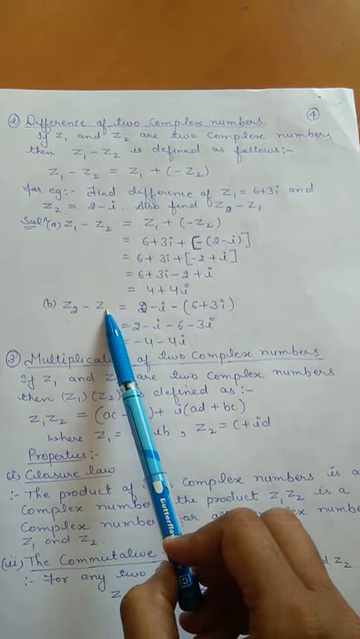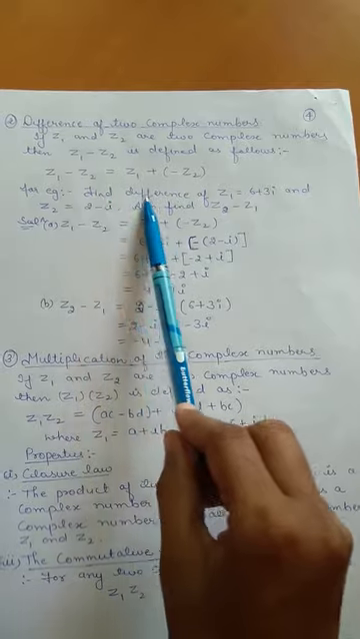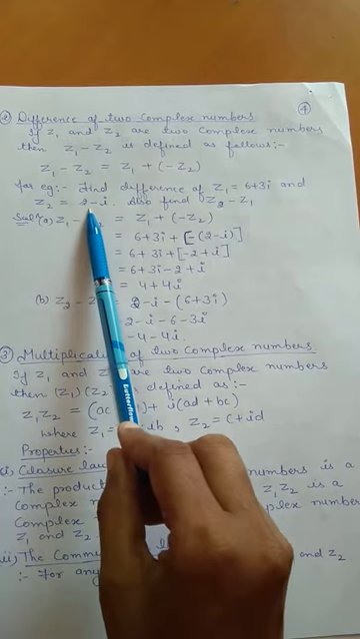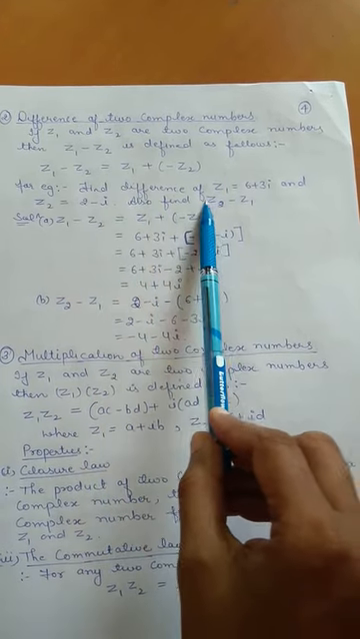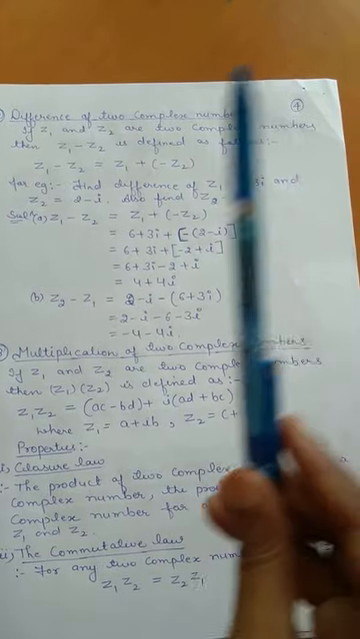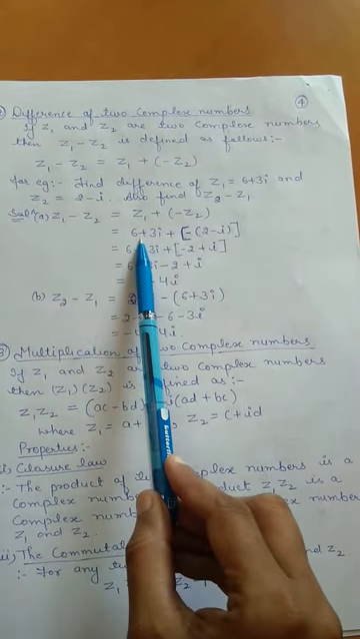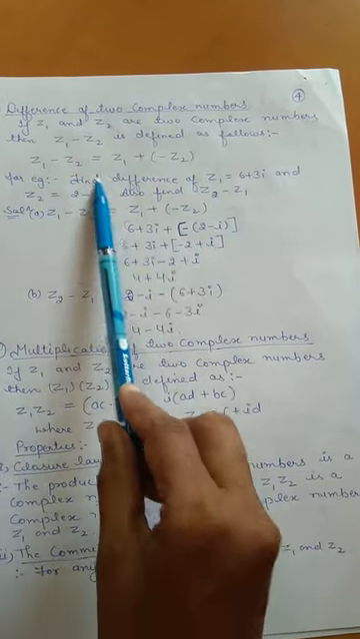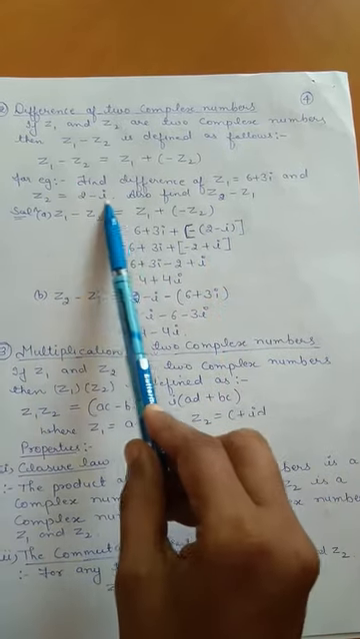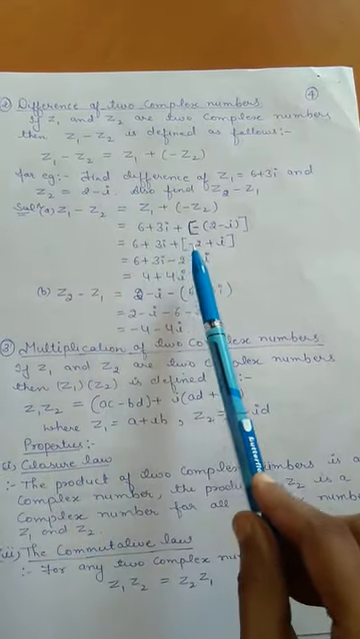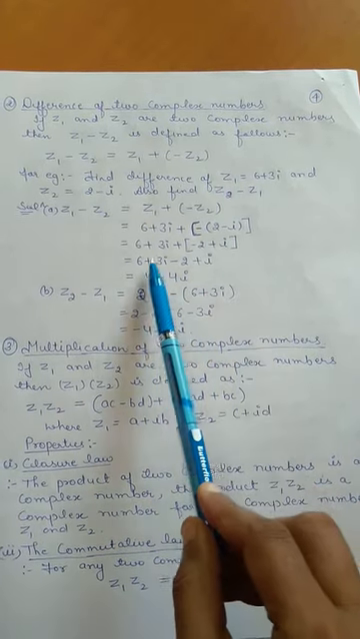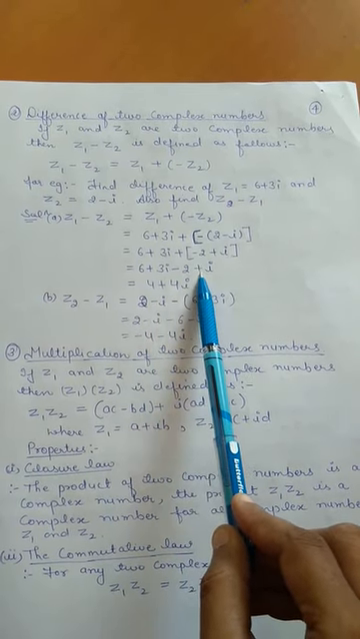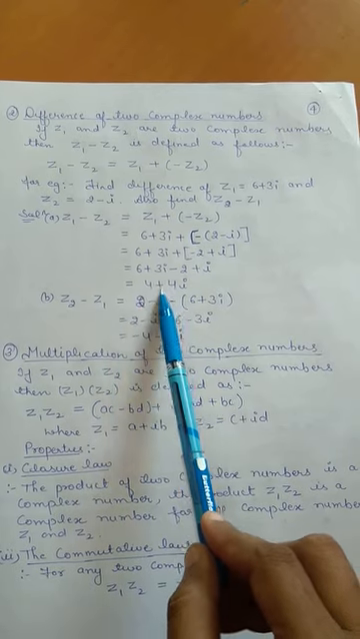Let me take an example and then explain to you. Find the difference of z1 equal to 6 plus 3 iota and z2 equal to 2 minus iota. Also find z2 minus z1. Now in this case बच्चे, z1 minus z2 will be equal to 6 plus 3 iota plus negative sign of this value 2 minus iota. So when I am doing negative sign of this 2 minus iota, what will I get? Minus 2 plus iota, and in the next step I will be getting 6 plus 3 iota minus 2 plus iota. That will be 4 plus 4 iota.